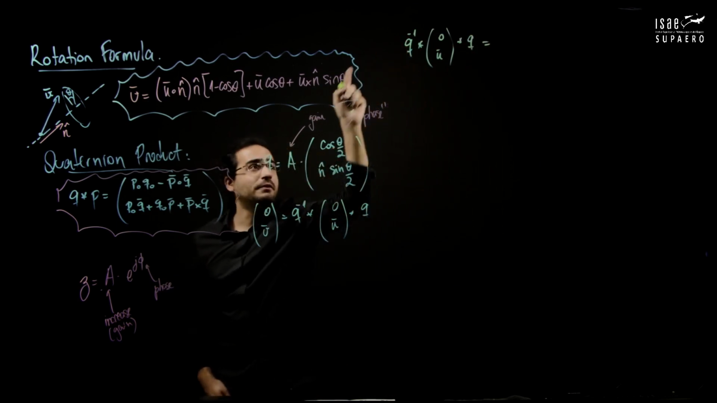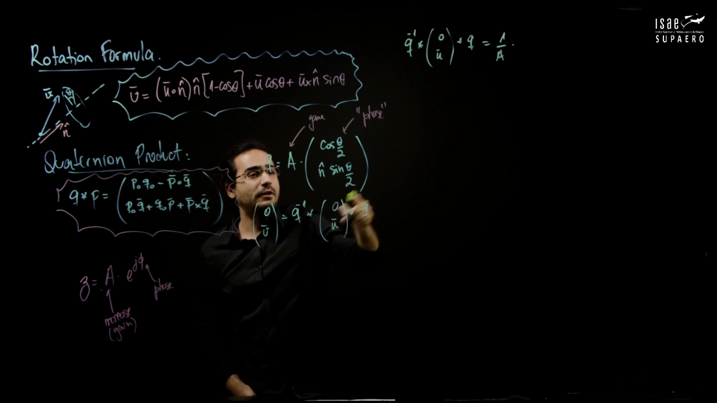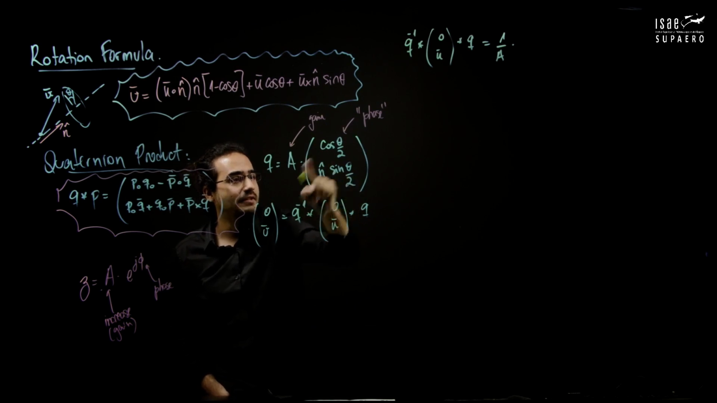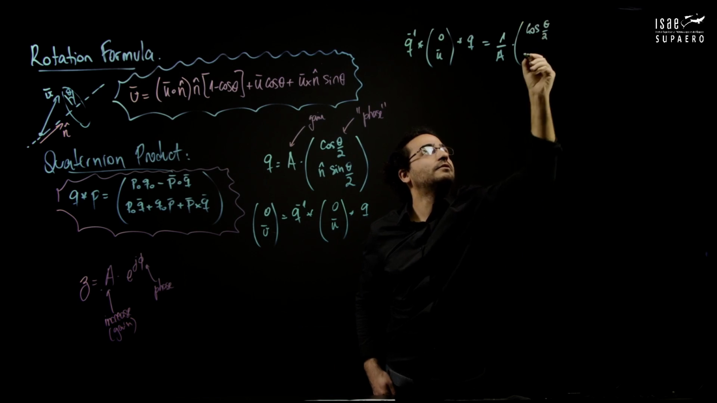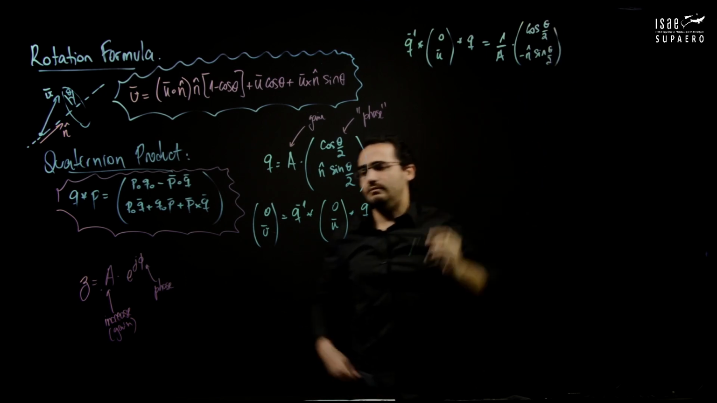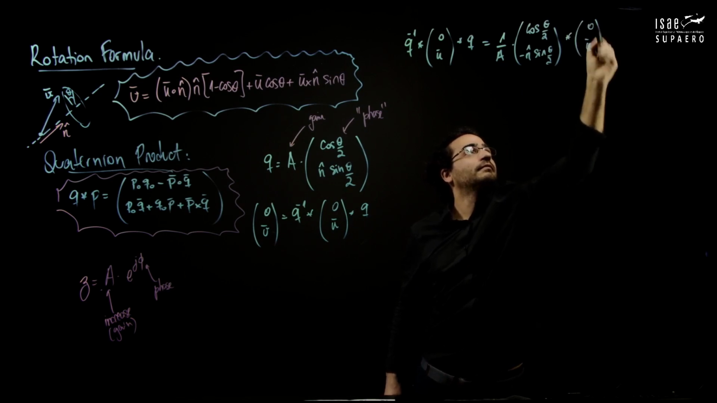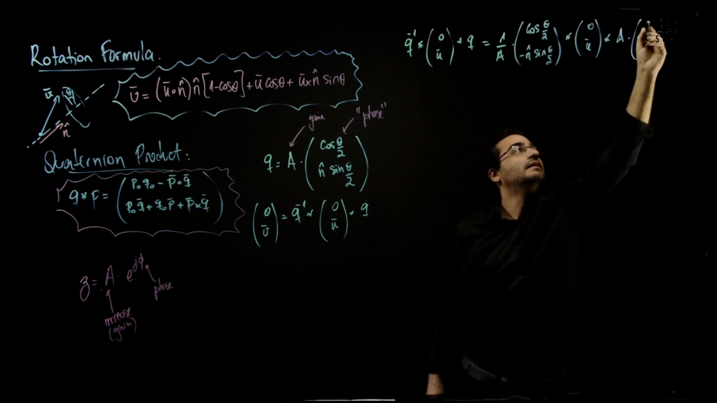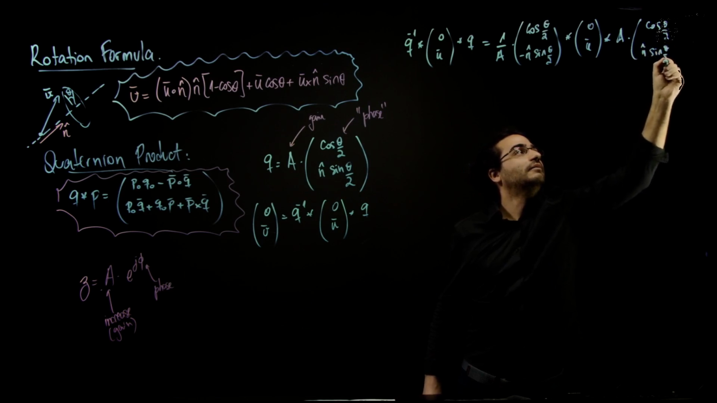So the inverse of a quaternion, again, is the inverse of the gain times the quaternion conjugate, which, if you remember, we just need to invert the sign of the vector component. So this will be cosine of theta over 2 minus n sine of theta over 2, multiplied by 0 and u, multiplied by the quaternion itself, so multiplied by a times cosine of theta over 2 and sine of theta over 2.